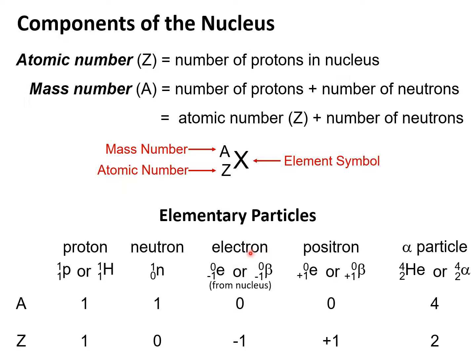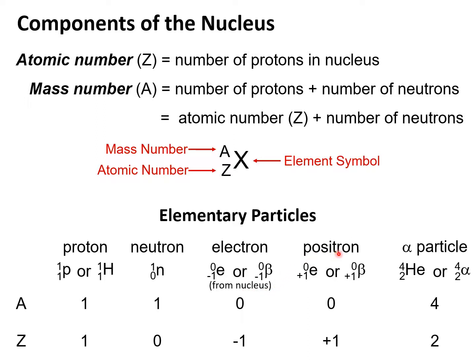The electron is given the symbol e, or the Greek letter beta. Since electrons are much lighter than protons and neutrons, electrons have a mass number of 0. And since electrons are negatively charged, they have an atomic number of -1. So here we can think of Z as being the charge for electrons. The difference between the electrons here and the electrons we normally think about is that these electrons originate from the nucleus.